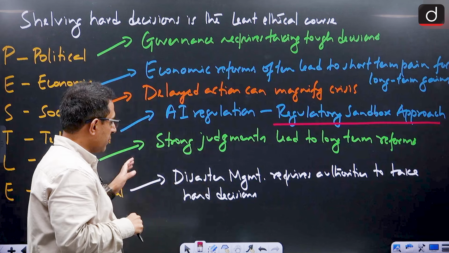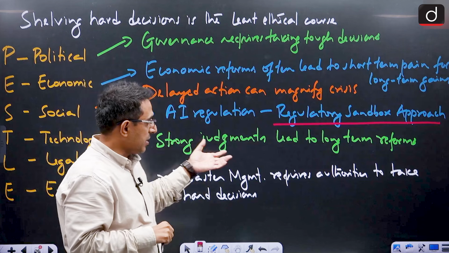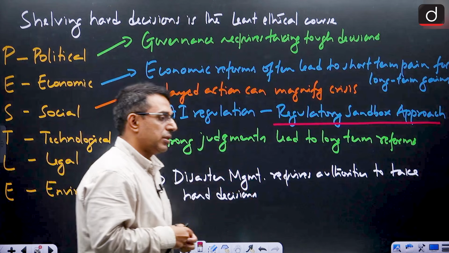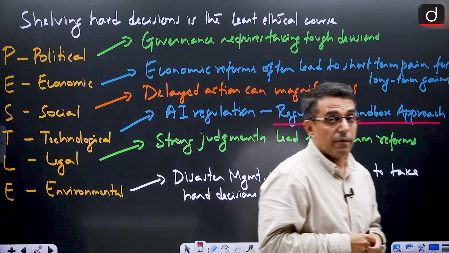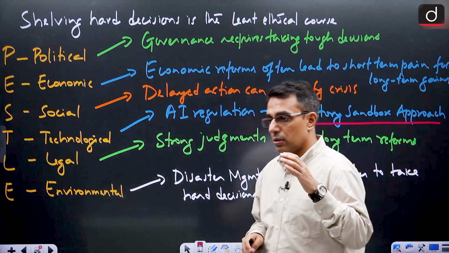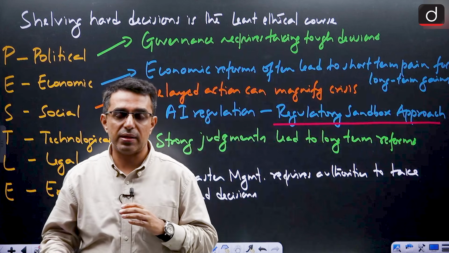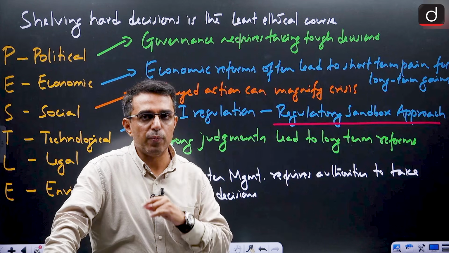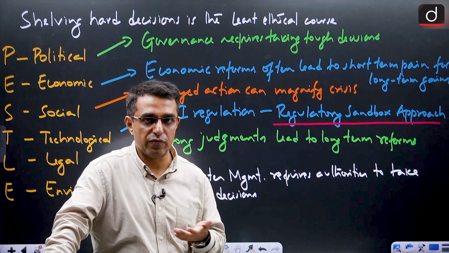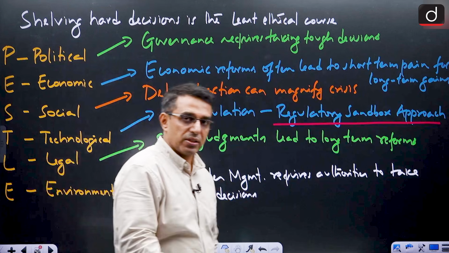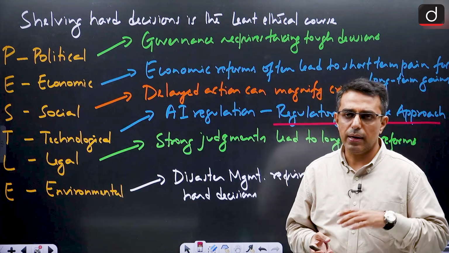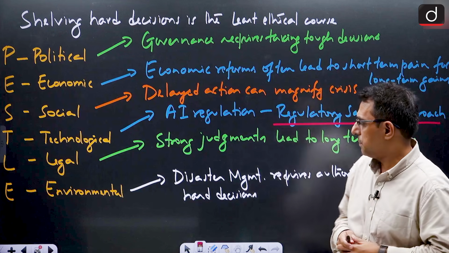Then in legal dimension, we can say that strong judgments lead to long-term reforms. This we can see in terms of environment also. This we can also see in various other areas where court verdicts have actually led to long-term reforms, for example, the police reforms verdict in the Prakash Singh case. It has led to some reforms in the policing system also, and similarly we can give other examples.